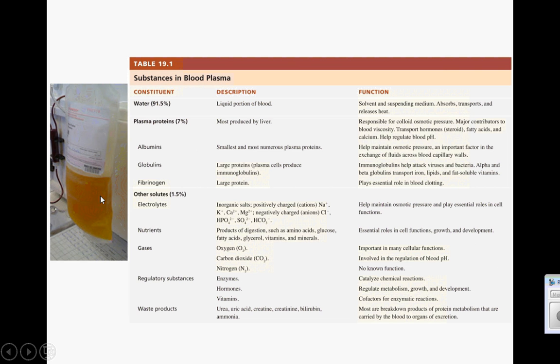Over here on the left is what a bag of plasma looks like. You can actually donate plasma and get paid for it. I'm sure there's a place over in St. Joe. I know there's places in Manhattan and Lawrence and in Topeka. They are typically seen in college towns because college kids are a lot of times pretty broke and desperate for money.